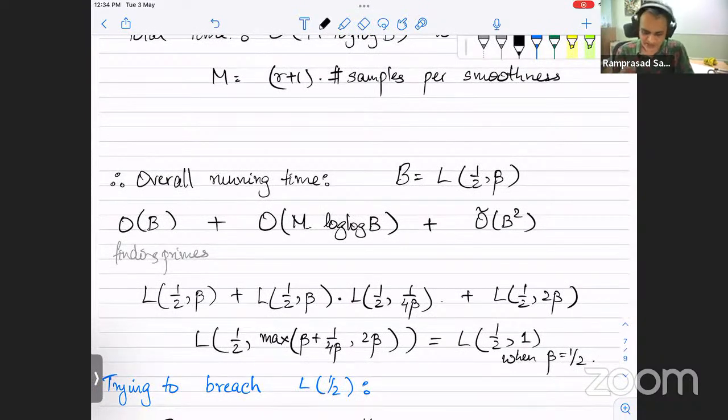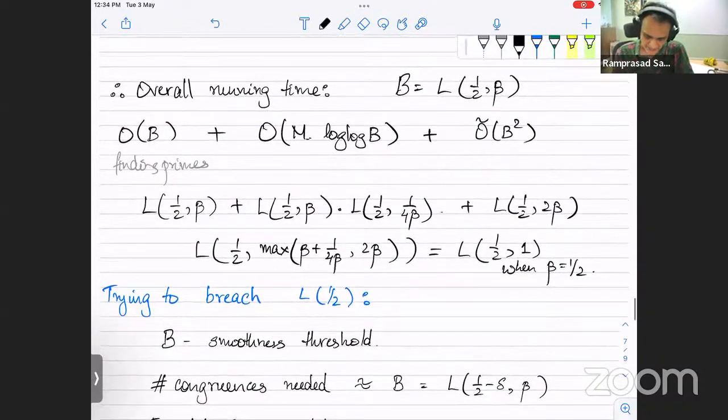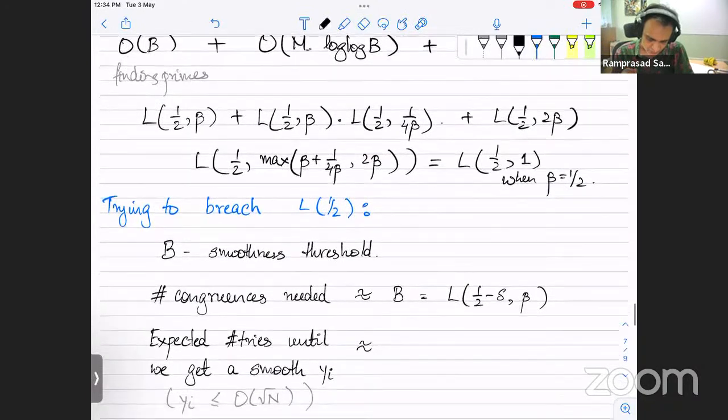Okay, so I want to revisit something that happened a little earlier. Let's ask ourselves why it seems like you can't breach L half, naively. We had a particular smoothness threshold. Once you have a certain smoothness threshold, the number of congruences you need in order to build your congruence of squares is roughly B. Again, I'm ignoring log factors. But suppose you set B to be equal to L of half minus delta comma beta. Again, I'm not insisting that delta is positive or negative; we'll try both and see what happens. I'm just saying that delta and beta are both constants.